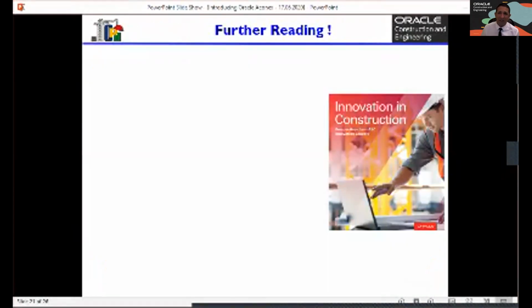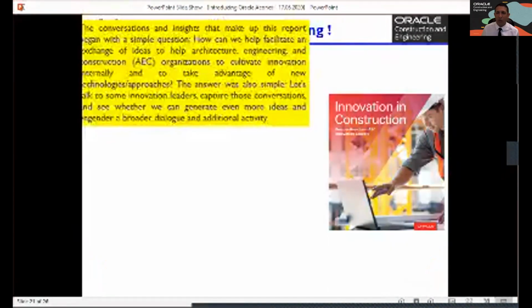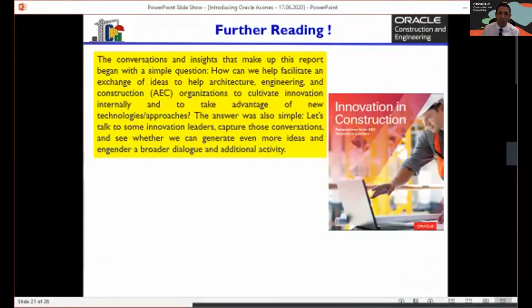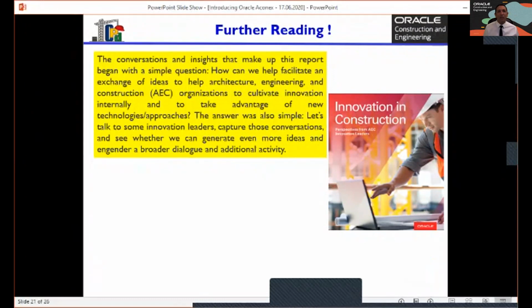Okay, so we've got about 15 minutes left, so I just want to share this with you before we take the panel questions. This is on the Oracle website. It's the white paper on innovation in construction. It's all about the conversation and insight that make up this report, which begin with a simple question: how can we help facilitate an exchange of ideas to help architecture, engineering, and construction, which is AEC, as a common data language organization, to cultivate innovation internally and to take advantage of new technological approaches?